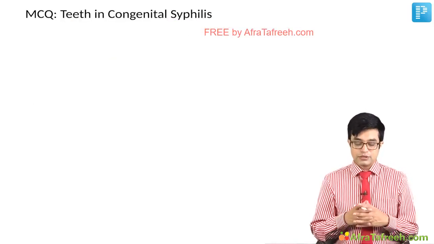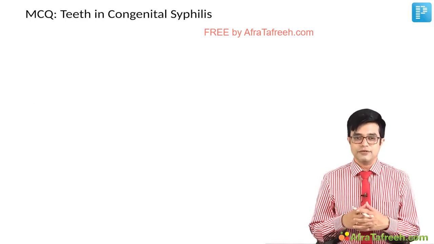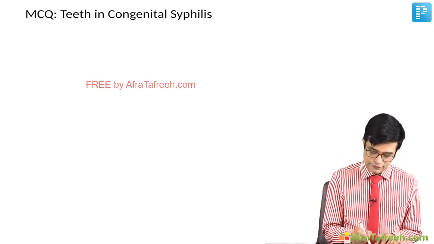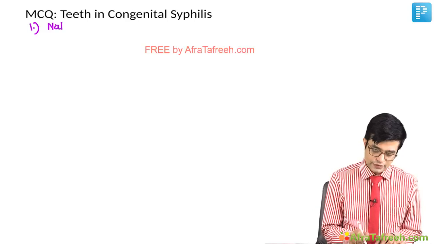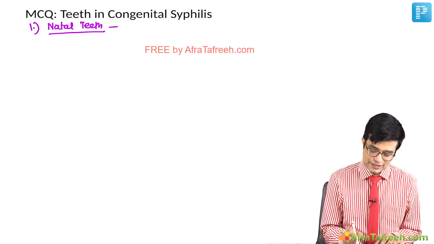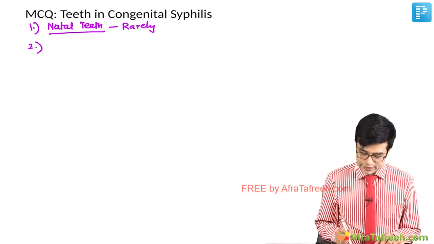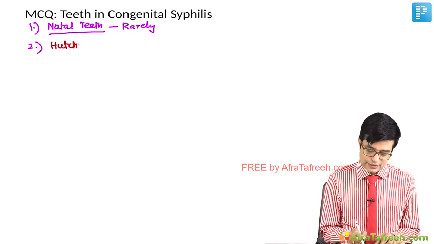Finally, we come to some MCQs including the visuals on teeth in congenital syphilis. There are three tooth abnormalities which can be seen in congenital syphilis. First, you can find natal teeth in some of the patients of congenital syphilis, but they are rarely seen. The second teeth which are found in congenital syphilis are a kind of hallmark finding. We call them as Hutchinson's teeth.